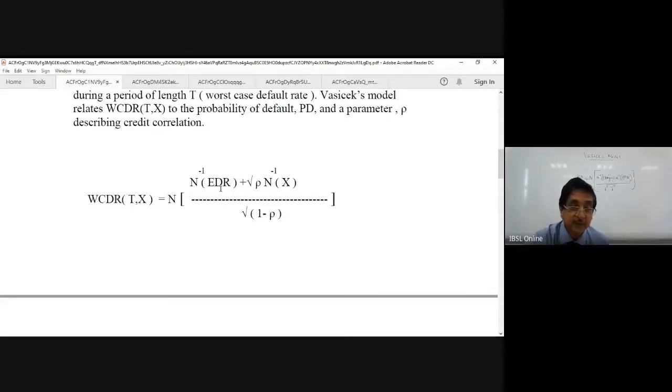Because EDR is given, rho is given, and X is given. P is also given, so therefore you are in a position to get these things calculated.